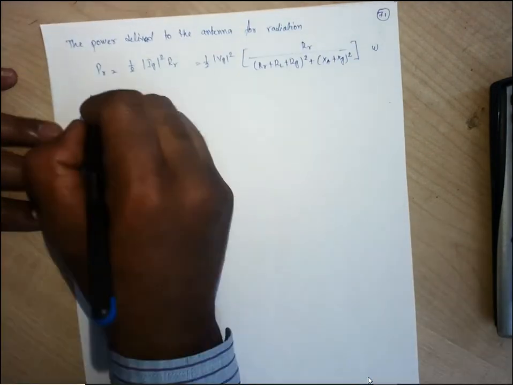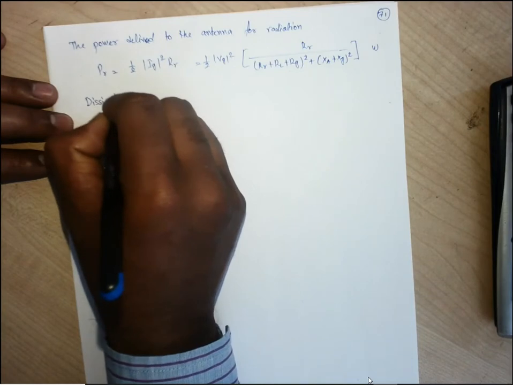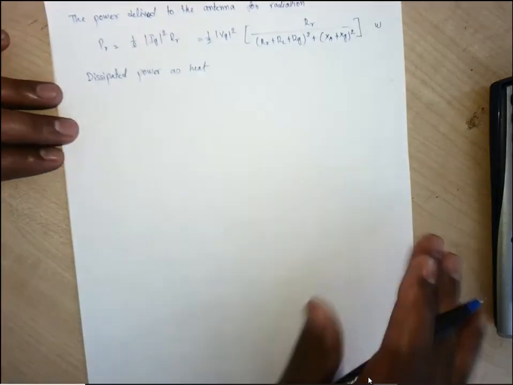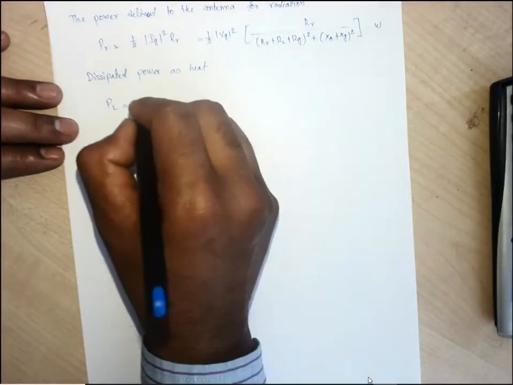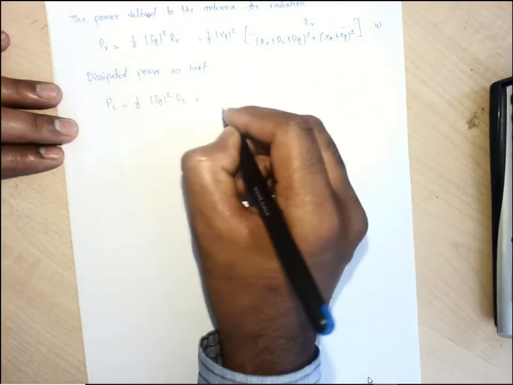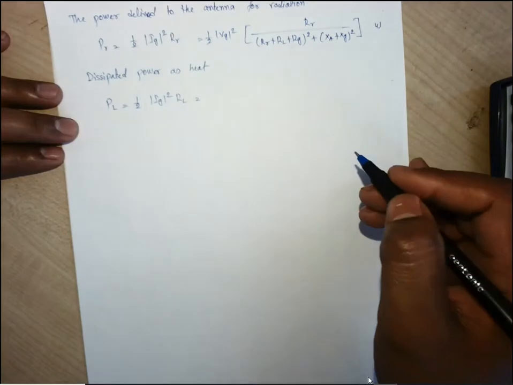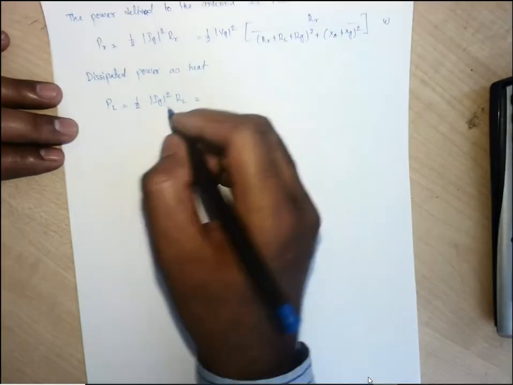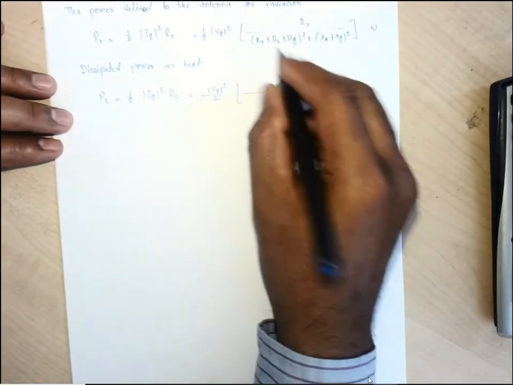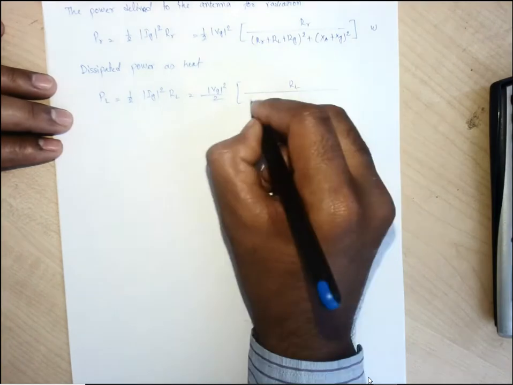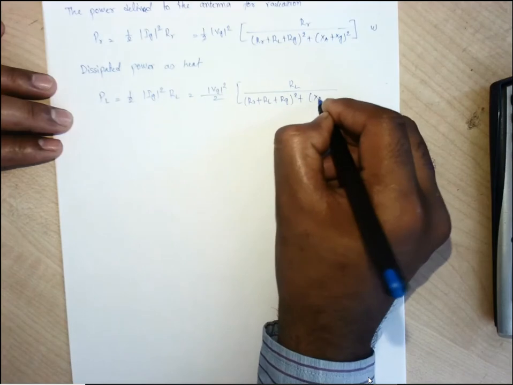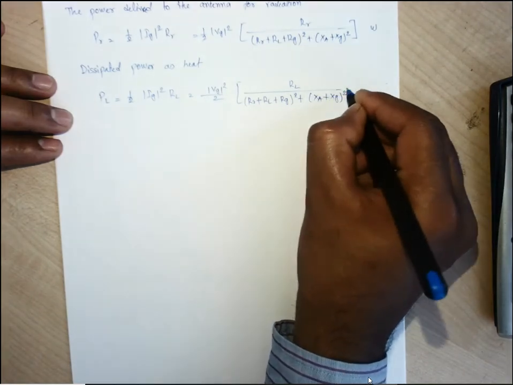Now the power dissipated as heat, that is PL. It is half mod Ig square into RL. So that is Vg square by Zt square, the square root will get cancelled. It is Vg square by 2, same thing, RL by RR plus RL plus Rg whole square plus Xa plus Xg whole square.